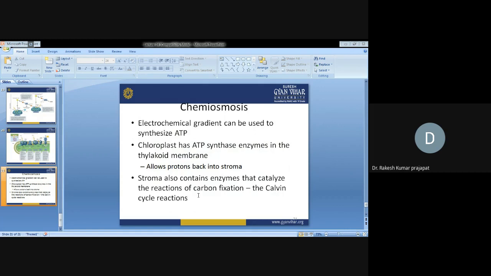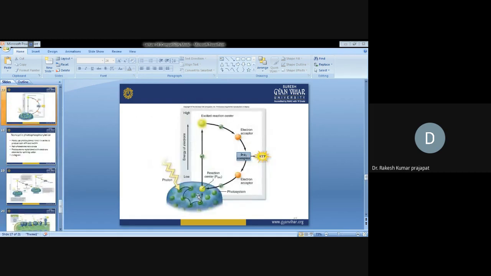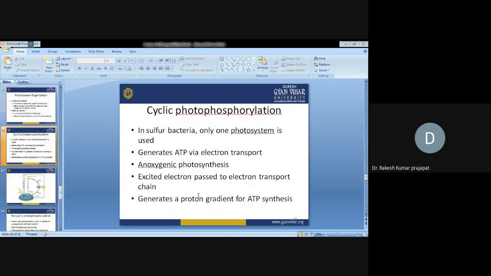Now we talk about how ATP is synthesized. How is ATP synthesized in the cell? The electrochemical gradient can be used to synthesize ATP. Chloroplast has the ATP synthase enzyme in the thylakoid membrane, which allows protons back into the stroma. The stroma also contains enzymes that catalyze the reaction of carbon fixation by the Calvin cycle. So in this case, the chloroplast performs different individual functions: cyclic and non-cyclic phosphorylation.